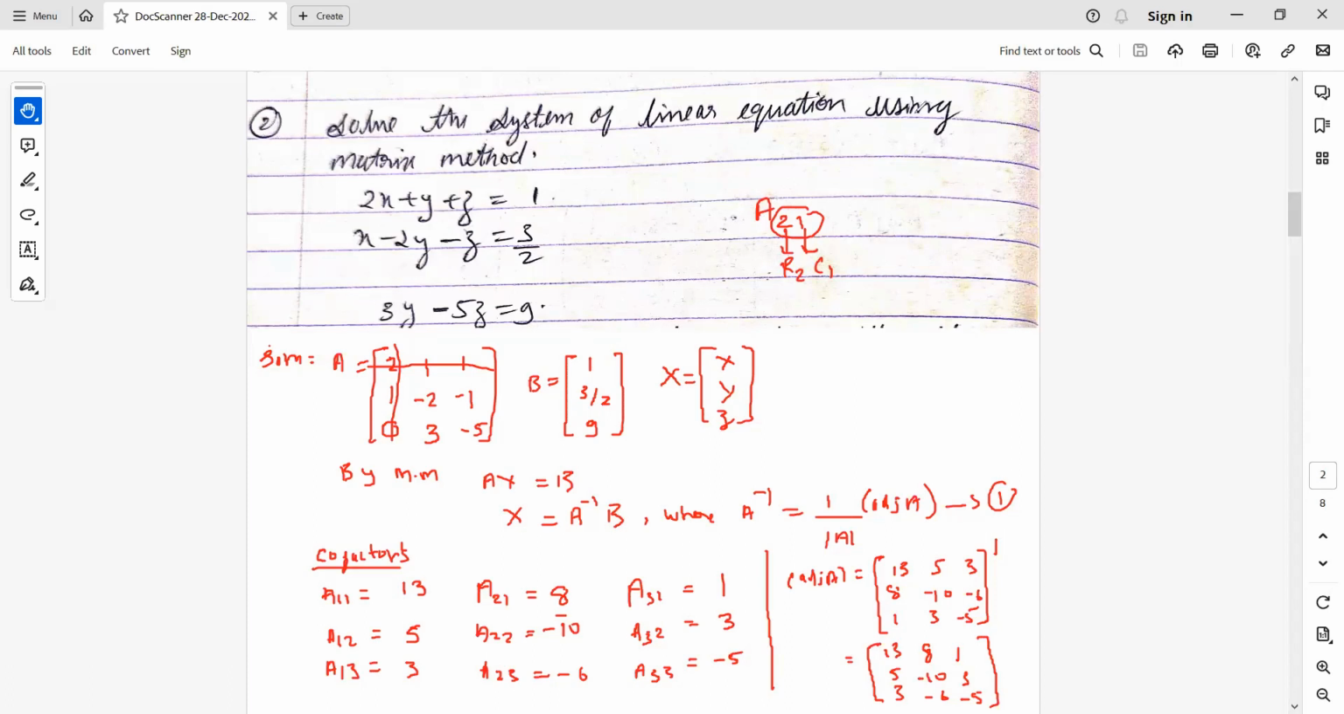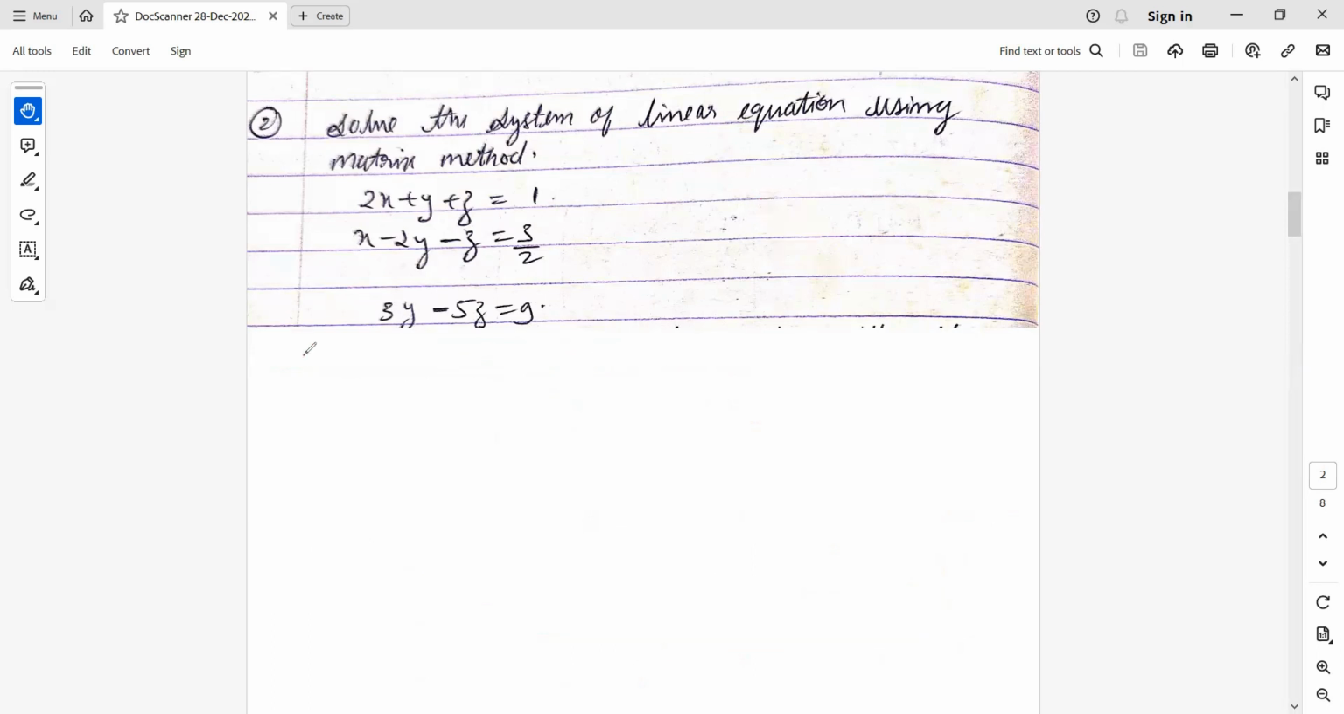Okay, and next step, now we need to calculate the adjoint. See, next step: we have completed till adjoint. Next we will be finding out the determinant now. To find out the determinant, next step what we need to do is write down and find out the determinant of A.